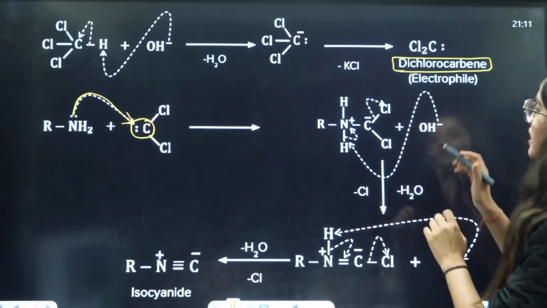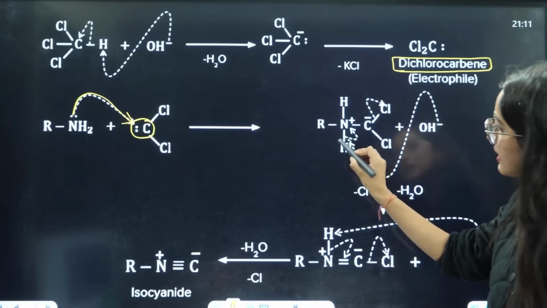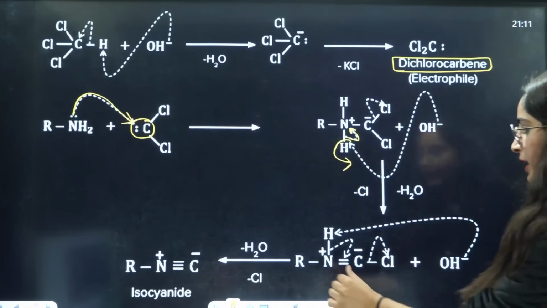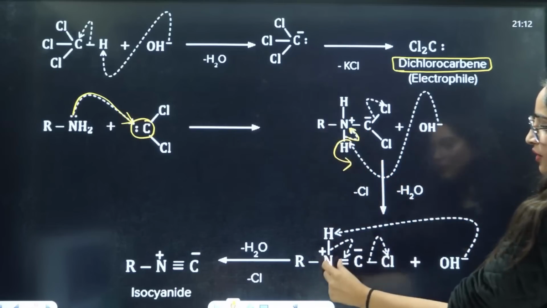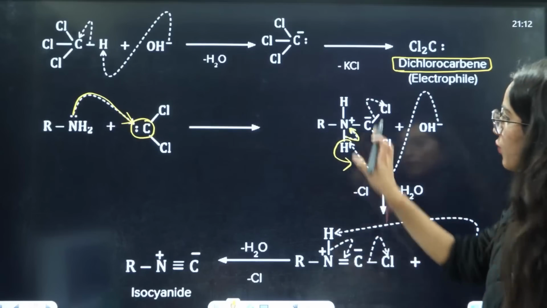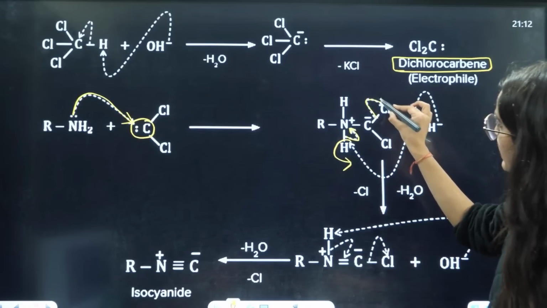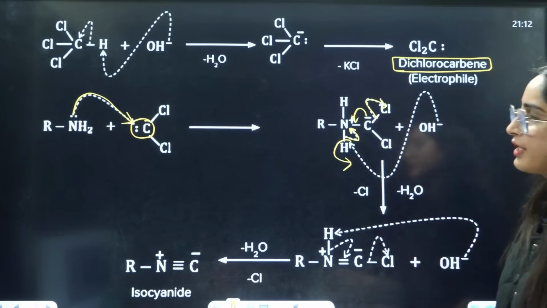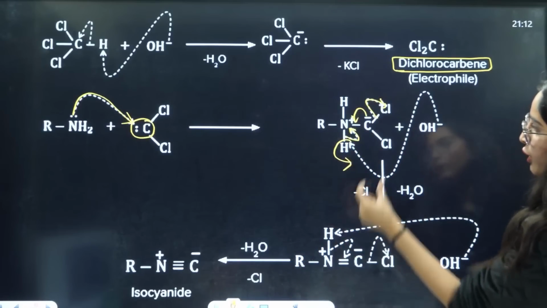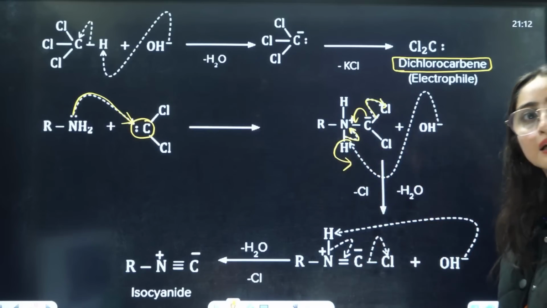Now the base will attack this hydrogen. This proton will be extracted and this bond will shift here. Here you will have RN, and it will have only 3 bonds. When this chlorine is eliminated, this bond will shift here, so you will have RN, H as it is. Now you will have an NC bond here and only one Cl left.